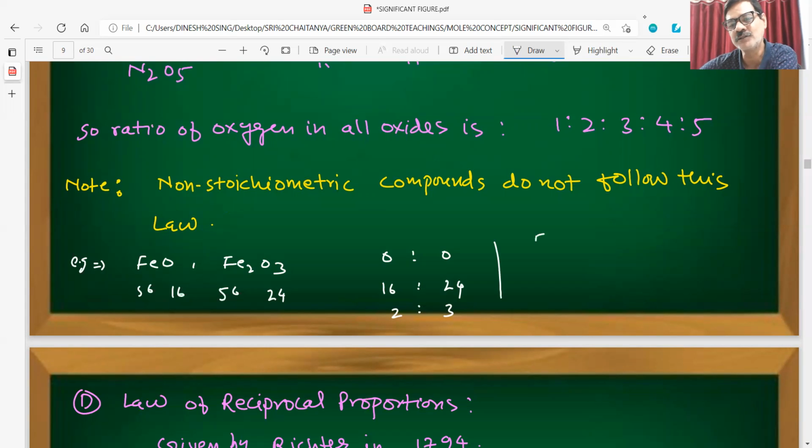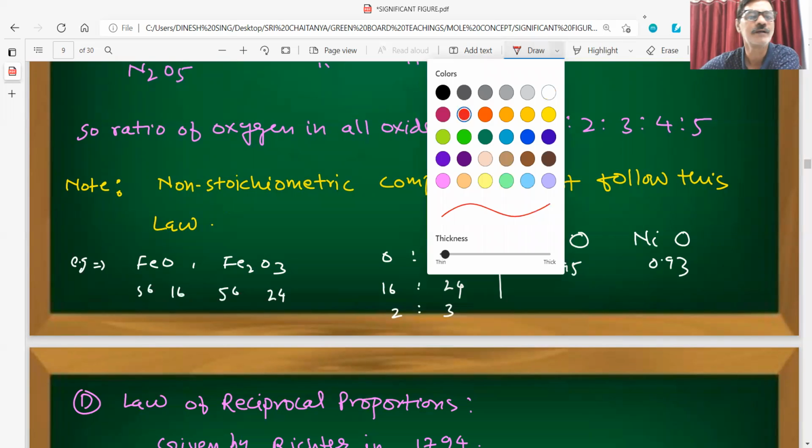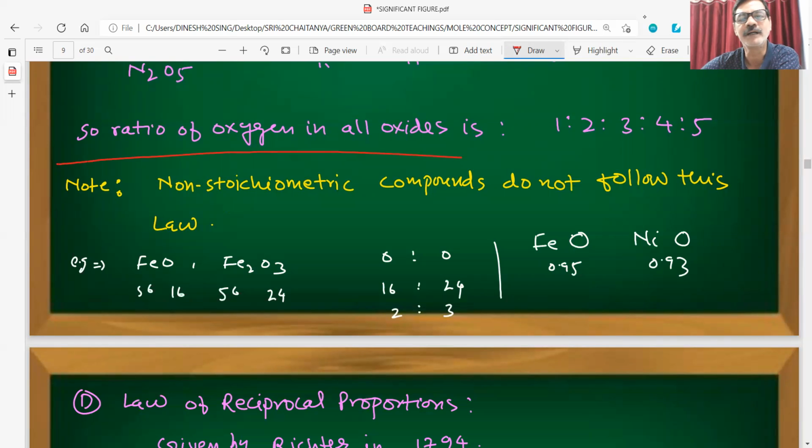And its non-stoichiometric compound is like this, FeO 0.95. So this is not bearing the same ratio. Here it is not having the simple ratio. Like in NiO 0.93, this will also not bear a simple ratio. So this law is not applicable for non-stoichiometric compounds. Here this is a very important point.